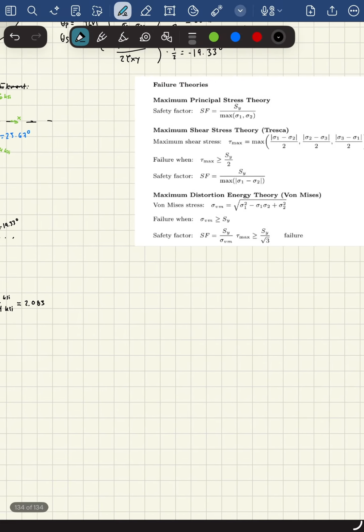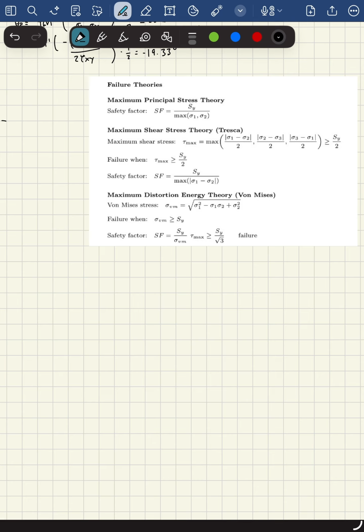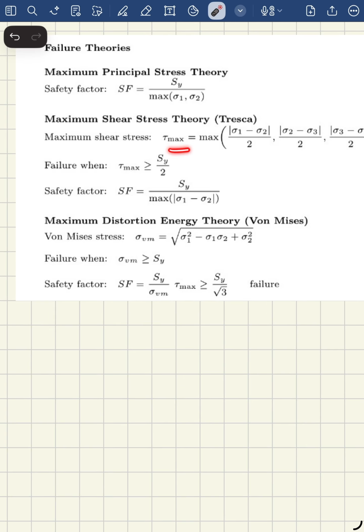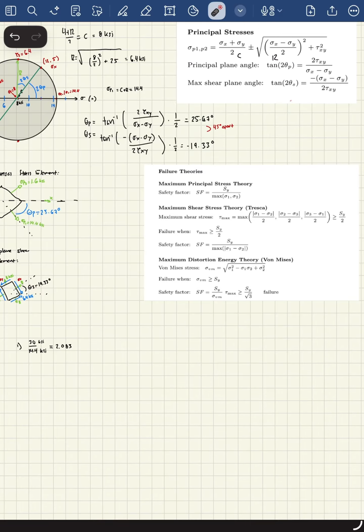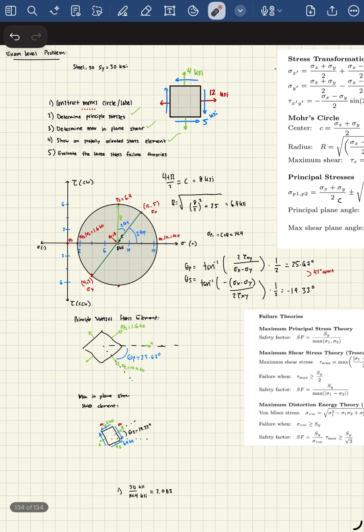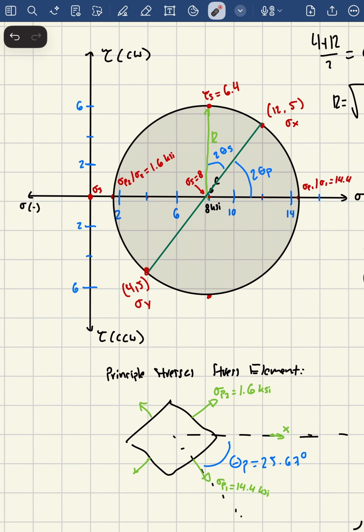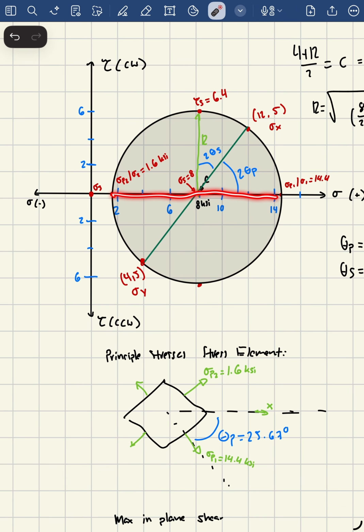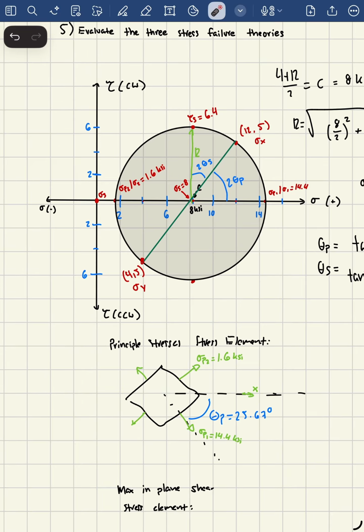Now let's do the Tresca theory. So the tau max is going to equal max of sigma 1 minus sigma 2 over 2. So basically figuring out the max of these. This is where the sigma 3 comes into play. So looking at our Mohr's circle, basically it's figuring out the max, either this distance, sigma 1 to sigma 2, this distance, sigma 2 to sigma 1, or sigma 3 to sigma 1. So obviously you can visually see sigma 3 to the principal stress sigma 1 is going to equal 14.4, because it's going to be 14.4 minus 0.